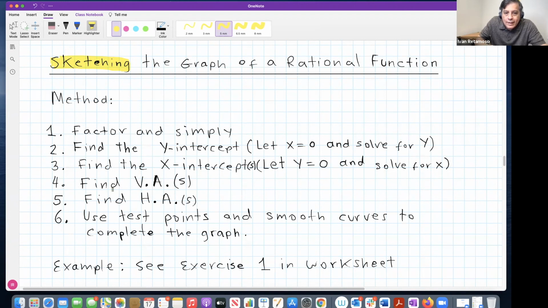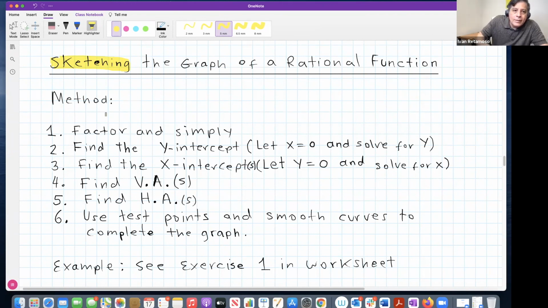Step 4, find vertical asymptotes. I gave you a method to find vertical asymptotes, right? Follow that method, find your vertical asymptotes. Step 5, find horizontal asymptotes. I gave you also a method to find horizontal asymptotes, right? Follow that method, get these guys. Step 6, use test points and smooth curves to complete the graph, right?